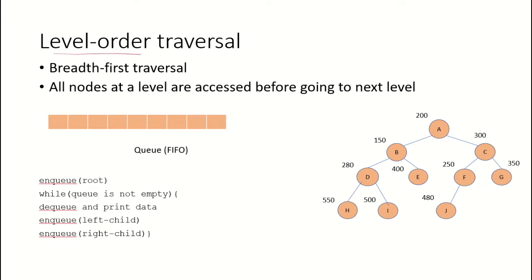and they are also referred to as level order traversal. So level order traversals are breadth first. Here all the nodes at a given level will be accessed before going to the next level.